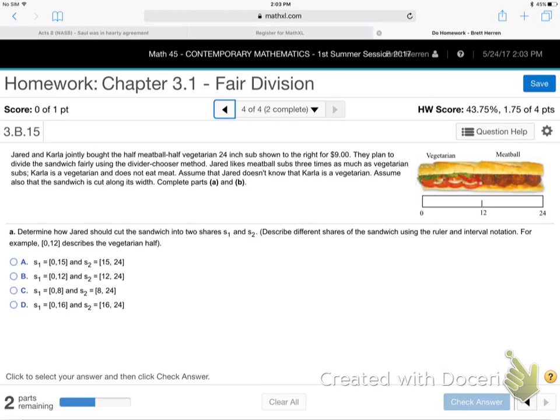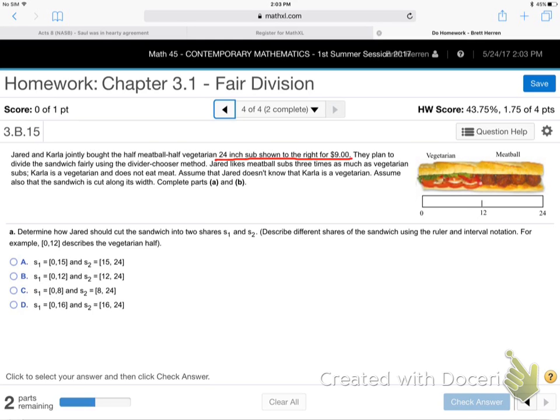So number 4, Jared and Carla, they're going to buy their veggie meatball sandwich. How should Jared cut the sandwich into 2 shares? Oh, that's all they're saying. How should Jared cut the sandwich? All right, so here we go. Jared and Carla are eating this sandwich. It's a 24-inch sub. It costs $9.